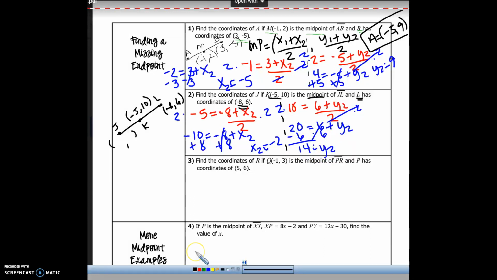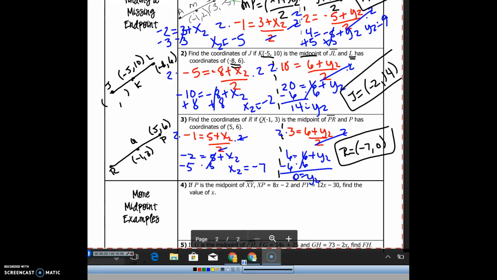So my ordered pair here is point J is going to equal, my x value is -2, comma, my y value is 14. So that is my ordered pair. Now you take a minute and you try number 3. Pause the video. Okay, check your number 3 really quick with the work that I have up here. And then we're going to move to number 4.